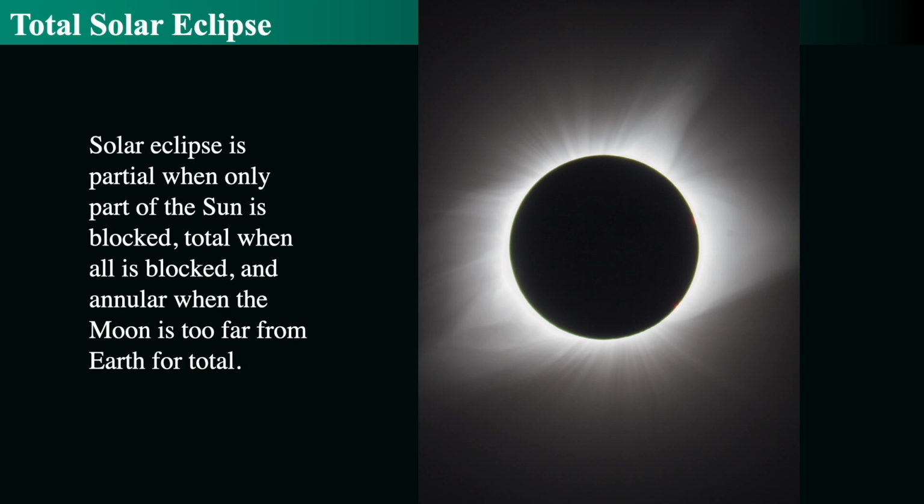A solar eclipse is when the moon covers the sun. Solar eclipses are partial when only part of the sun is blocked, and total when all of it is blocked. We call them annular when the moon makes an annulus, which is a ring, or they're total, like in this image from 2017.